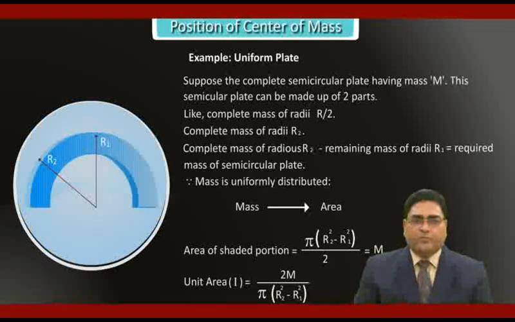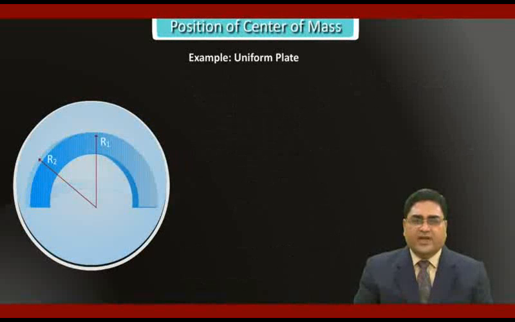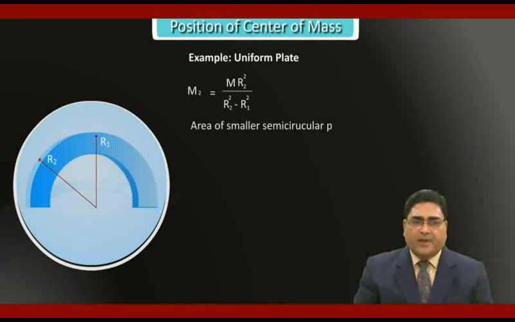So the mass corresponding to the bigger plate, having area pi R2 square upon 2, let us assume it is M2. This M2 will be equal to M R2 square upon R2 square minus R1 square. And the area of the smaller semicircular plate, that is pi R1 square upon 2, corresponds to mass M1, and M1 here is equal to M R1 square upon R2 square minus R1 square.